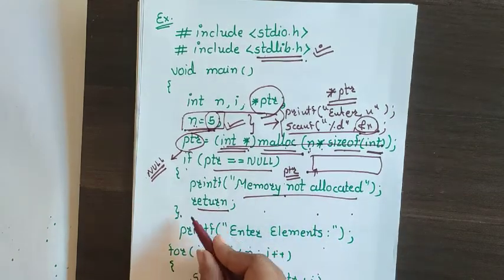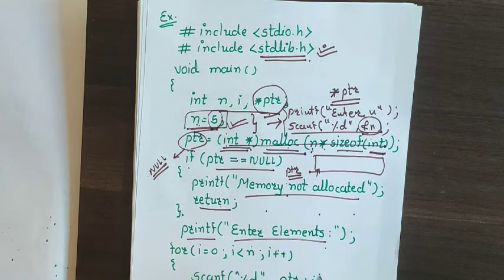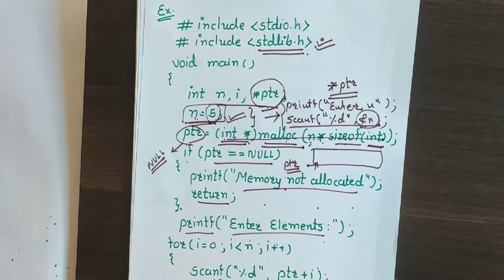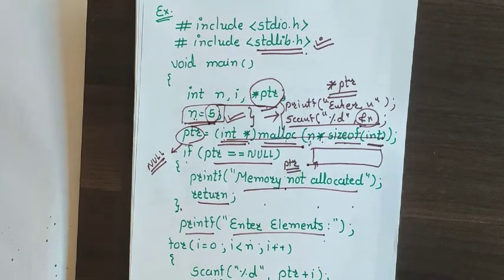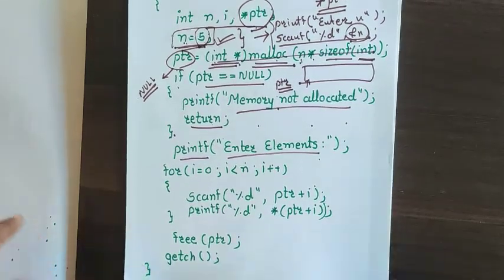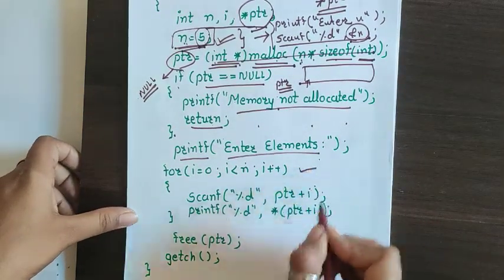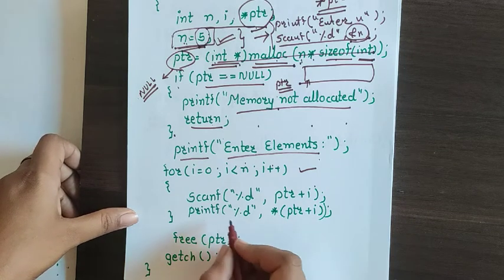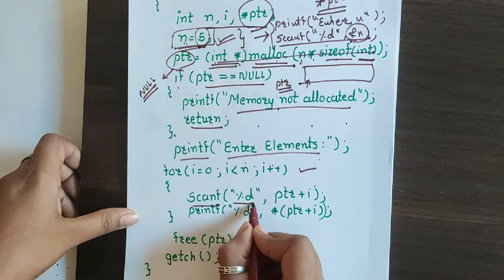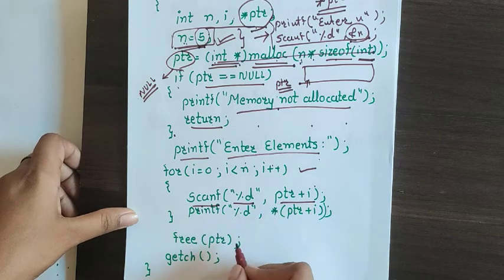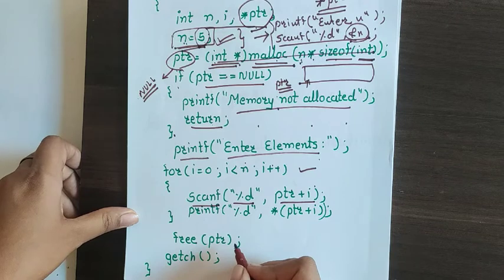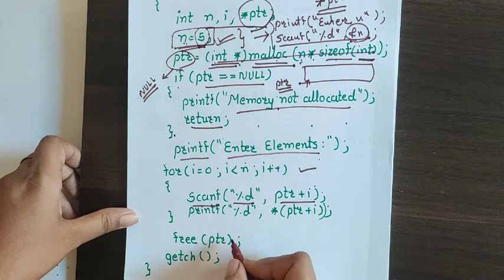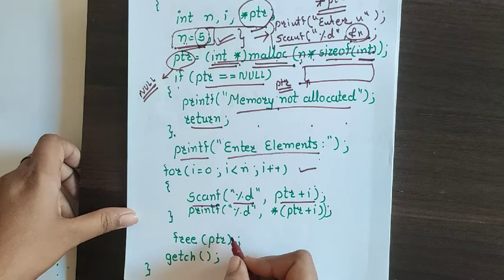If it is not like that, then it will go for printf enter elements. That means it's just a message for the user to enter your elements. Now what I'm doing here, I'm applying a loop, that is i is equal to 0, i less than n, i plus plus. Now I'm scanning the data %d and storing at ptr plus i. Here I'm not using an array. If you want to use an array, you can do that, but right now I'm not using an array. I'm directly storing it at a particular location.